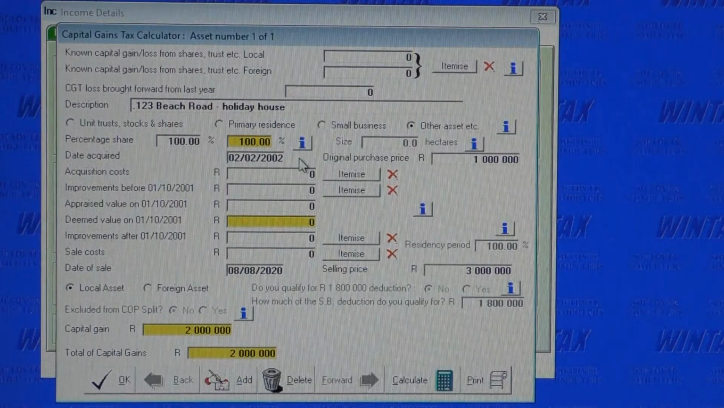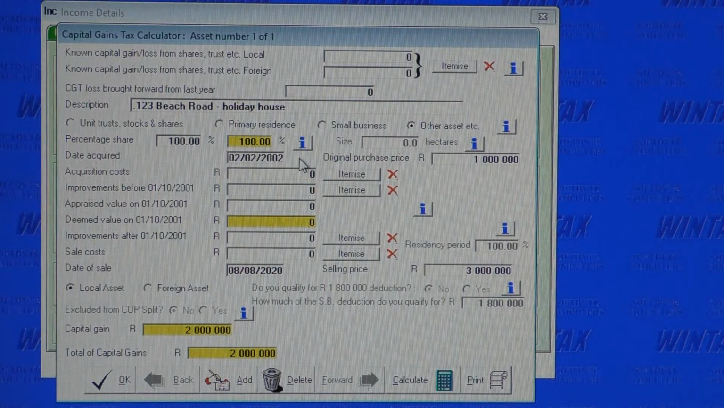Opening the CGT calculator window again, we can see that the property was bought after CGT came along in 2001. So working out what SARS calls the base cost profit is very simple. The base cost is the purchase price and the proceeds are the sale price. The proceeds, less the base cost, less certain other costs, is the profit or gain.